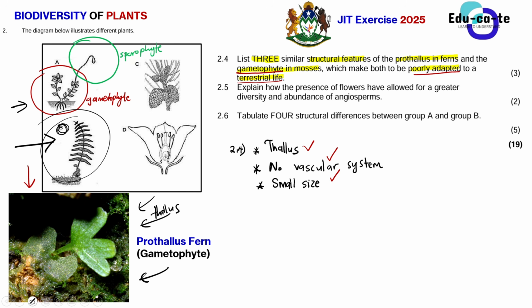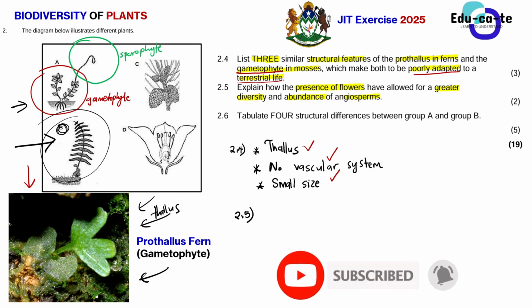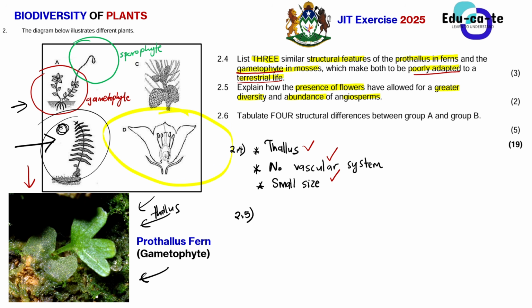Let's go again. Now, when you go to 2.5, it says, explain how the presence of flowers has allowed for a greater diversity and abundance of angiosperms. Remember that angiosperms use these flowers as reproductive structures. So the fact that they have flowers has led to an abundance, meaning that there are many angiosperms, and a diversity, meaning that there are different forms of angiosperms.